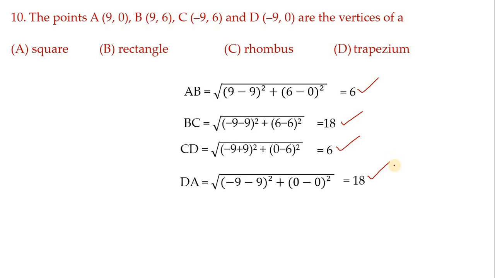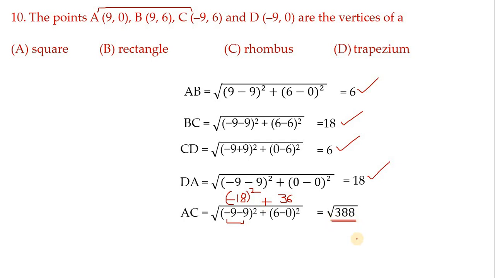Next let us check the diagonals, I mean AC. For AC also we want to check, children, and simplify this one. So minus 9 into minus 9, again we get plus 18 whole square, isn't it? So 18 whole square means we get 324. Here we get 6, so 6 square means 36. So 324 plus 36, we get root 388.